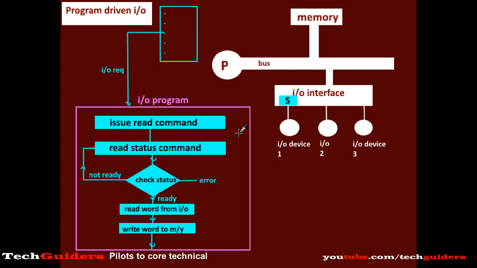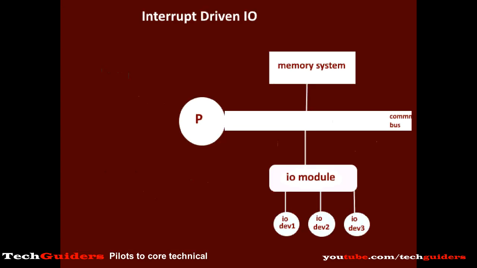In program-driven I/O, the processor takes complete control of the I/O operation by executing a program. In interrupt-driven I/O, we reduce this overhead to the processor since the I/O device takes some initiative. Whenever the I/O device needs some attention, it generates a hardware signal called an interrupt to the processor. Till then, the processor can continue with its work.